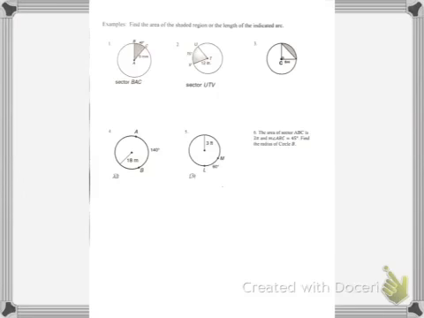So I need to figure out the area of that sector, and then on top of that I need to figure out the area of the triangle, and then if I subtract the two I should be able to get my final answer for that shaded region. Okay, so let's start out with the sector area, what we've been doing.